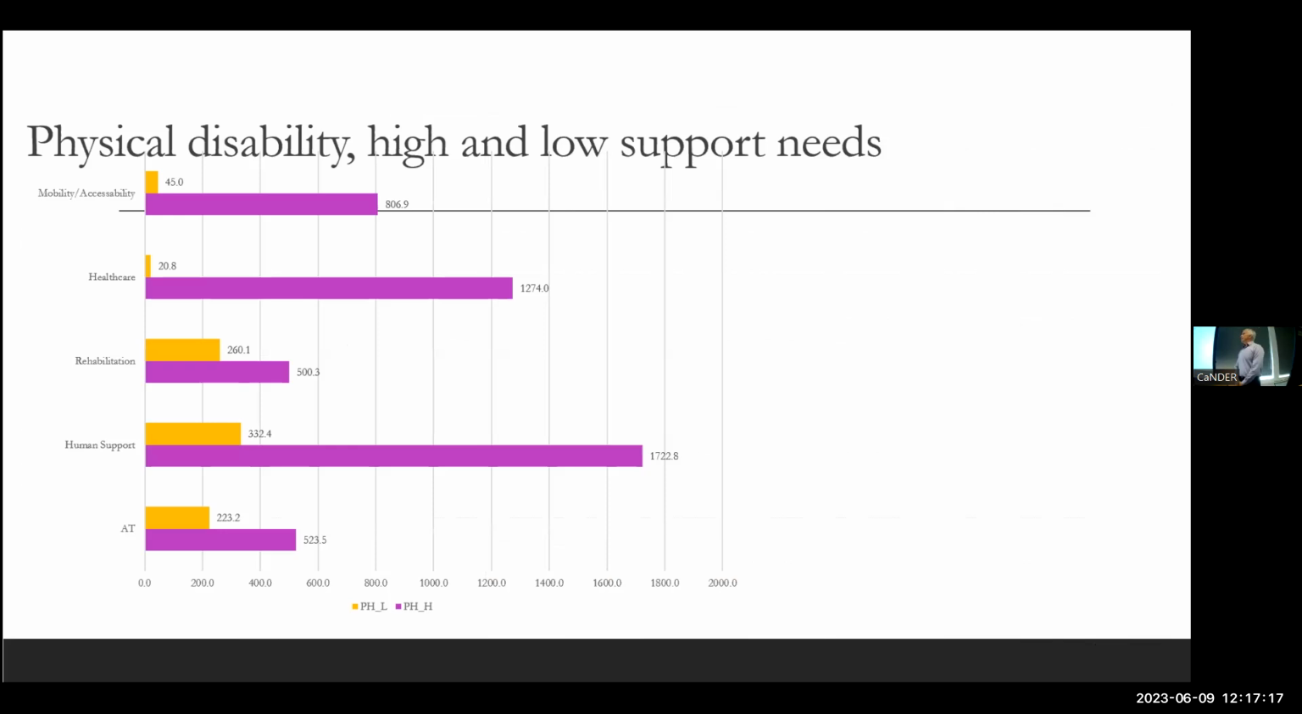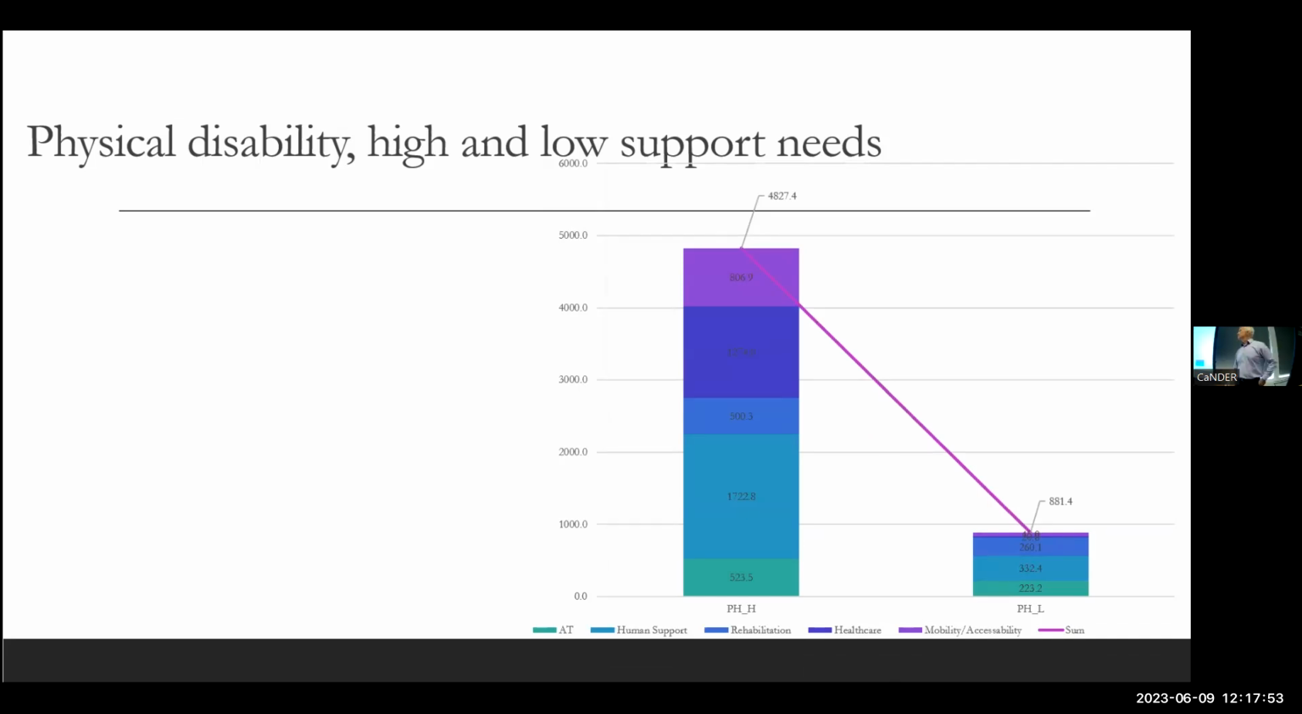Okay, and what we see is a tremendous amount of difference depending on type and degree of disability. So this is just physical disability, high and low support needs. The yellow bar shows you the needed expenditures for children with low support needs, and the purple bar is high support needs. And you can see a massive difference, right? For physical disabilities, for low support needs, it's much lower. Okay, so one size fits all is just not going to be working.